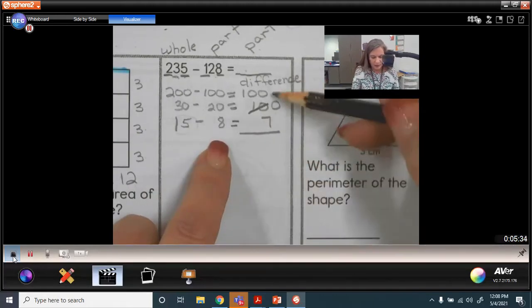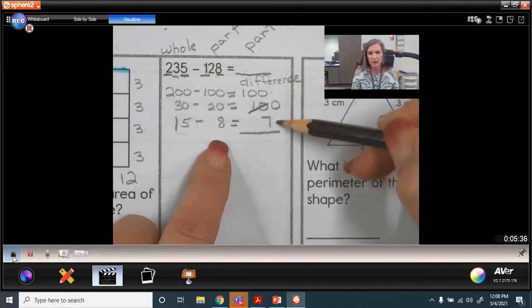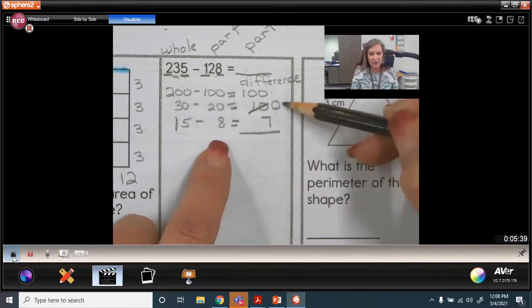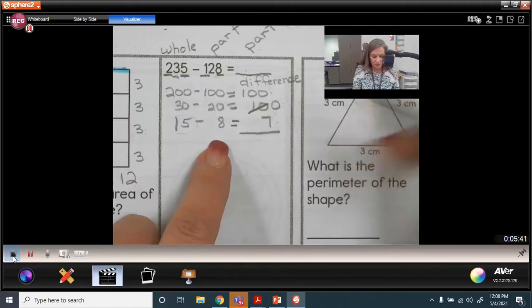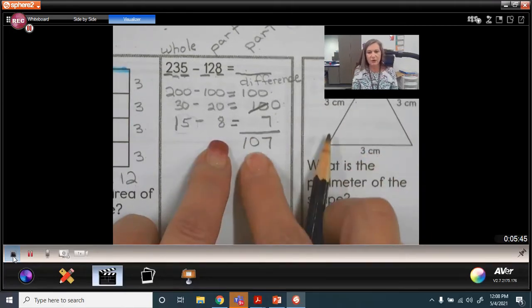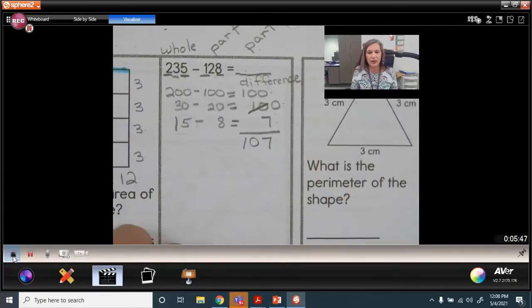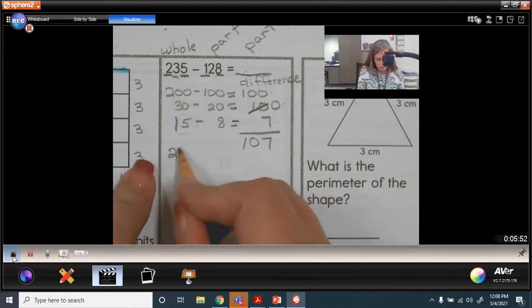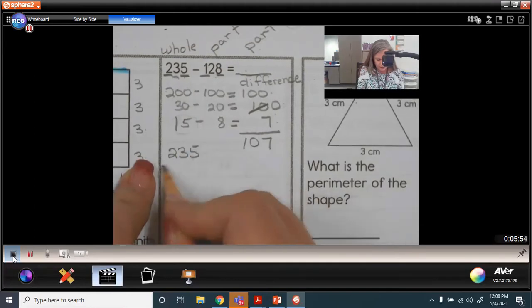Now, when I put my hundreds, my 10s, and my 1s back together, I notice that I don't have any 10s. That's because I had to borrow it. So that 0 is there because I have no 10s. Now, let's take a look at this the same way that we would look at this if we were looking at an algorithm.